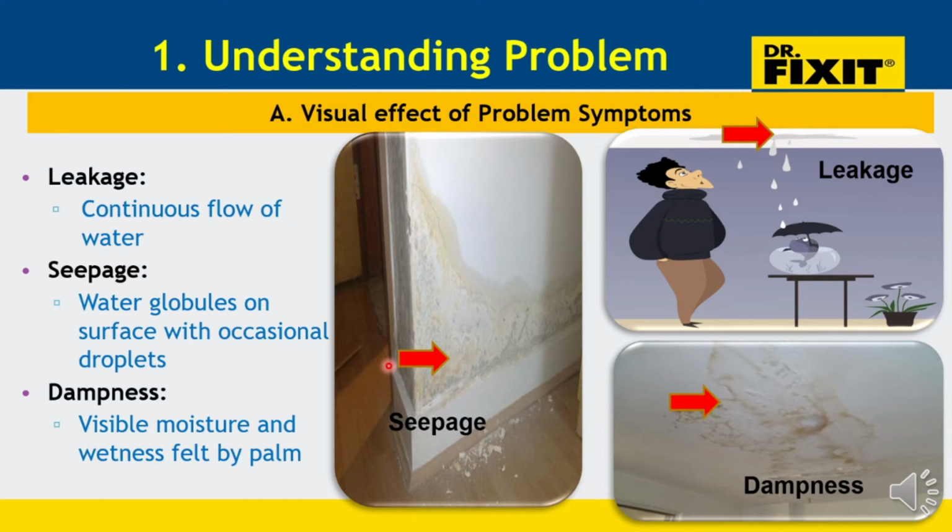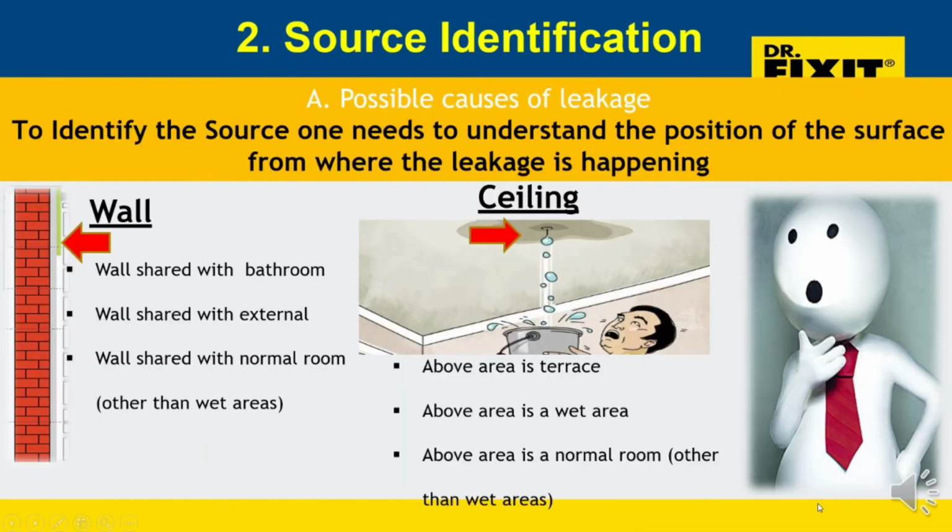So these are the basic steps. When you go, see the visual effect, see the problems, what exactly is there. Then we will see what the next steps to be followed are. Then, as we have seen, the second is source identification. When you see that there is a problem, there is wetness, there is dampness, now the second step is to identify the source.